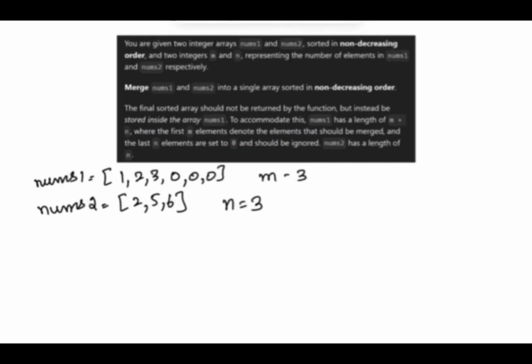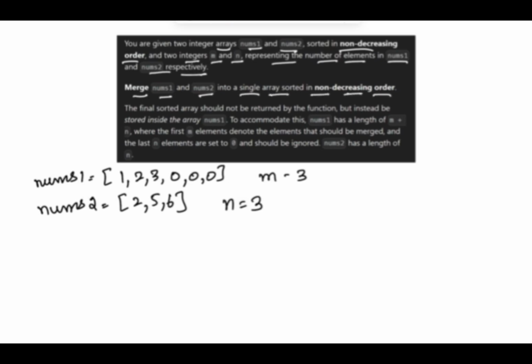Okay, so the first question states that you are given two integer arrays nums1 and nums2 which are sorted in non-decreasing order, and two integers m and n representing the number of elements in nums1 and nums2 respectively. We have to merge nums1 and nums2 into a single array sorted in non-decreasing order.